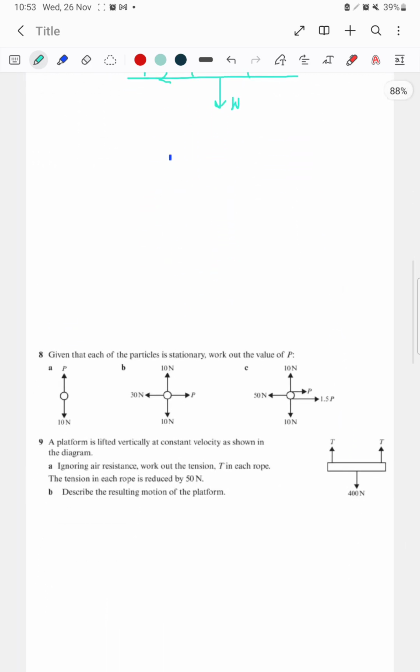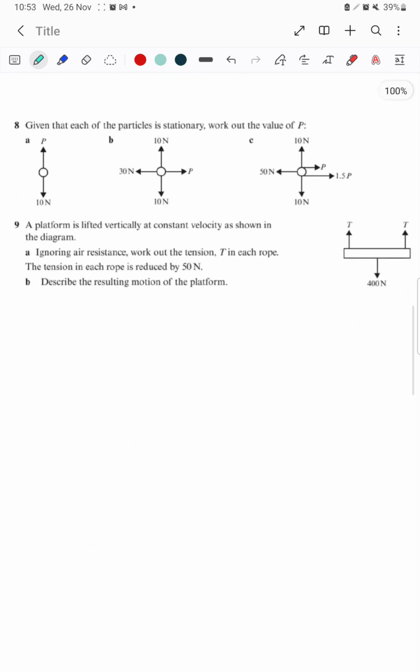Now these were the 4 questions. Now the next set of questions is: given that each of the particles is stationary, meaning there is no movement, work out the value of P. Now if you see the first part in 8a, there are two forces acting, and because the object is not moving, in the vertical direction the P force must be equal to 10 Newton.